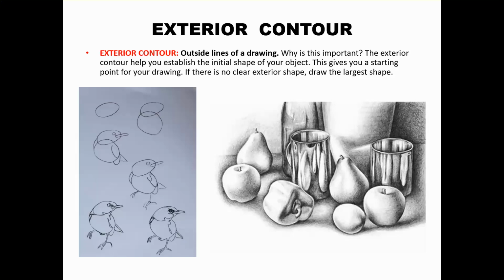Or if you have one major shape, draw the outside. So, outside lines of a drawing. And that's important because the exterior contour can help you establish the initial shape of your object. This gives you a starting point for your drawing. And then especially if there are no clear exterior shapes, draw the largest one. Like in the case of the pears and the apples on the right side, draw the largest one.